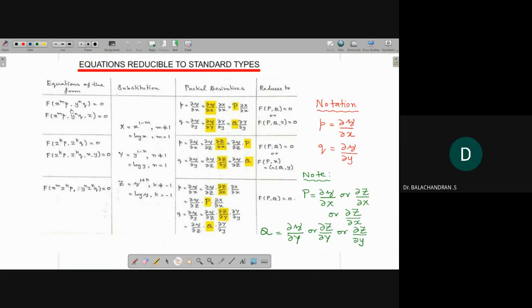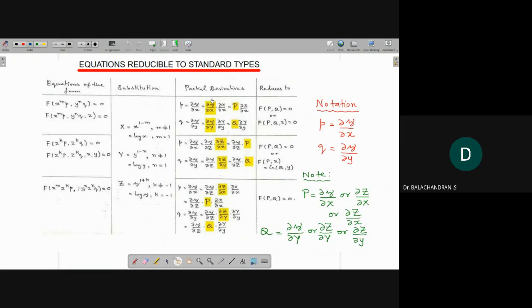Suppose the power of p is 2 and the power of q is 2, then you cannot directly write the values of m and n. First, you should make the powers of p and q equal to 1 and then find the values of m and n. That is the most important thing you should remember. This is the way to find the substitution. Once you have found the substitution, next come the partial derivatives.